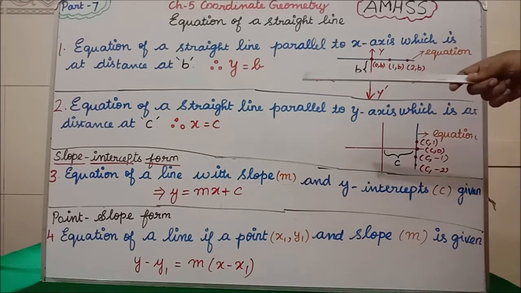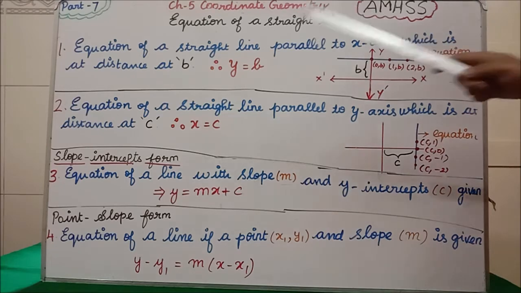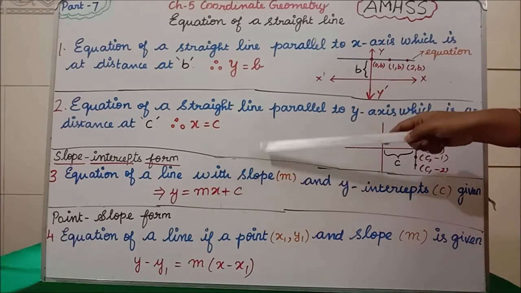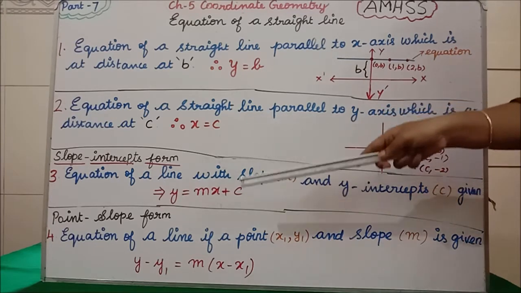Clear? Now the third formula is the slope-intercept form. If the slope and y-intercept are given in the question, you are going to apply y equals mx plus c. Clear? When will you apply this formula? When the slope, the m value, is given, and the y-intercept, which we denote by c. Slope m and y-intercept given means immediately you have to think y equals mx plus c.